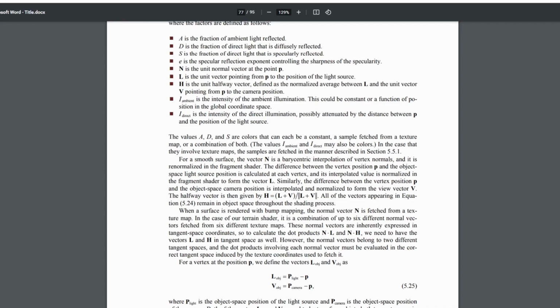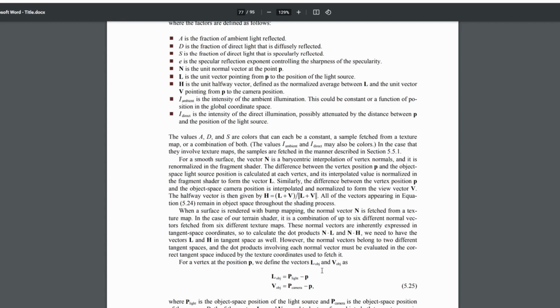In the case where there is a physical position of the light source, then the value of L can be calculated in the same manner as V, where it's the light position minus P, as it says right here. However, in the case where your light source is just a unit vector that describes the direction of the light, then to calculate L, it is just the negated value of the unit vector.